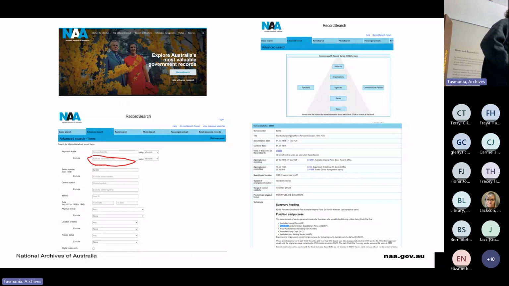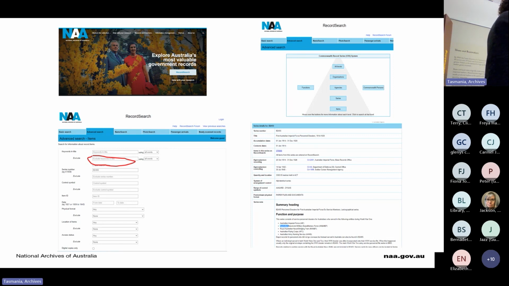So here we are looking at series B2455, which is our first Australian Imperial Force dossiers. You can see I have searched the series through the series parameter, and what we've brought up here is the series note. Something we as archivists use a lot is the series note. It does give, most of the time, if they're well described, a really thorough understanding of what a record in this series might actually entail.